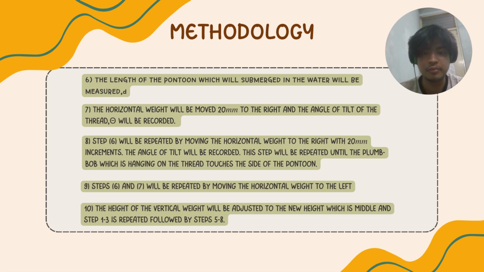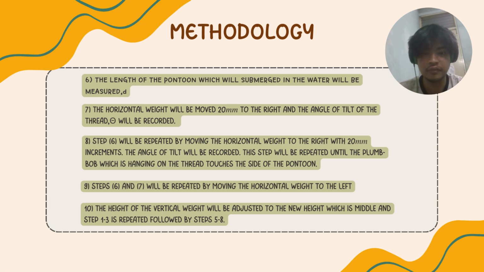Seventh, the horizontal weight will be moved 20 mm to the right and the angle of tilt of the thread will be recorded. Eighth, step 7 will be repeated by moving the horizontal weight to the right with 20 mm increments. The angle of tilt will be recorded. This step will be repeated until the plumb bob which is hanging on the thread touches the side of the pontoon. Ninth, steps 6 and 7 will be repeated by moving the horizontal weight to the left.